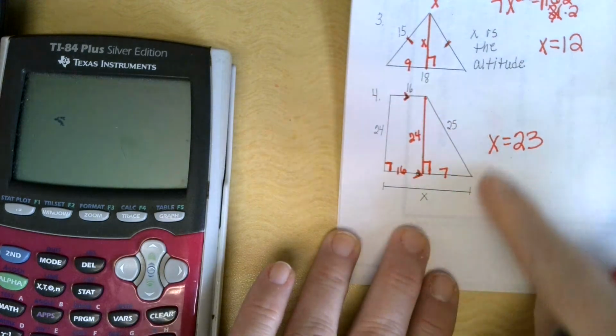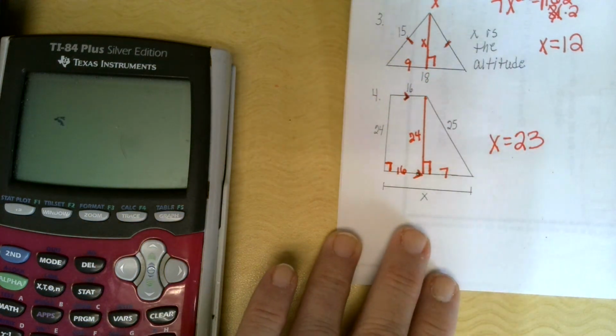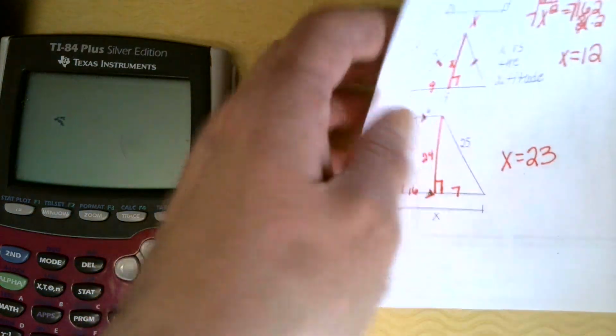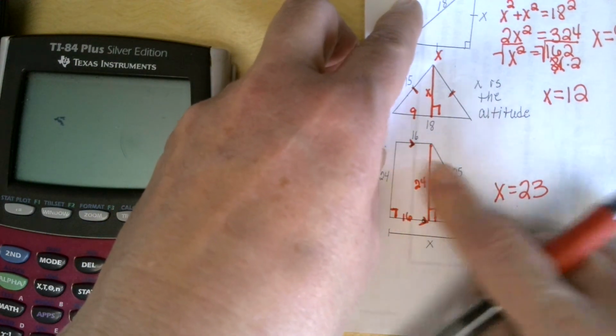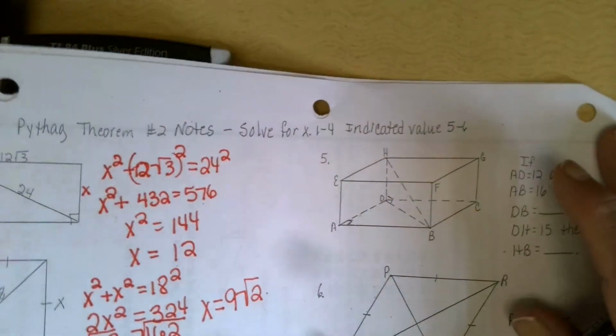So you guys have to think outside the box. Think of how sometimes you can cut shapes into two different shapes to be able to find the pieces that you need. And that takes a lot of visualization. Okay, almost done. Number 5.